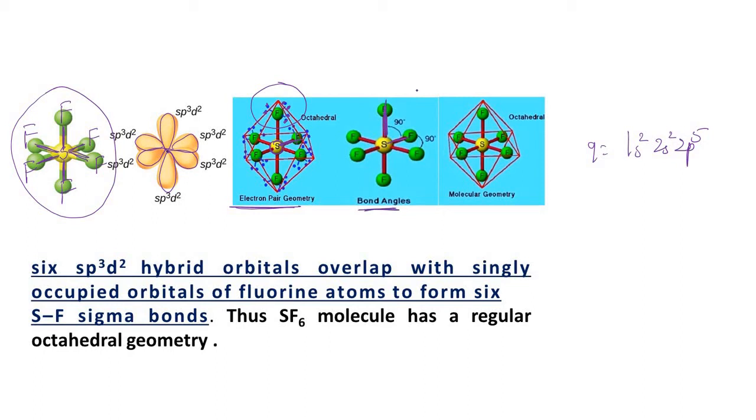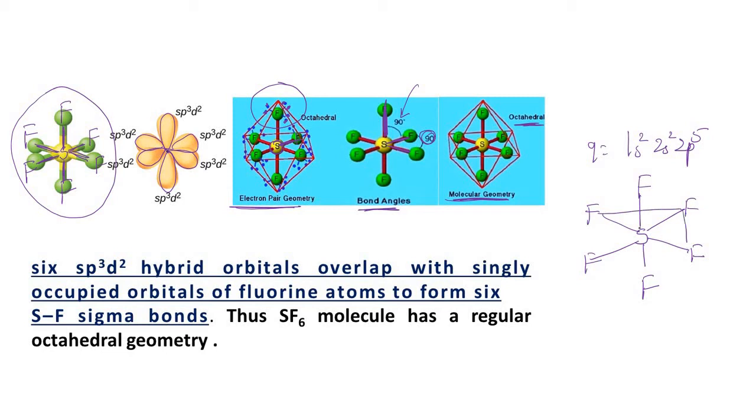the equatorial bond is 90 degree, and between any of these equatorial bonds, again it will be 90 degree. And what is the molecular geometry? Molecular geometry is octahedral. I hope you are able to see this. Now sulfur is here, this is 1 fluorine, this is 2nd fluorine, this is 3rd fluorine, this is 4th fluorine, this is 5th one, and this is 6th one.